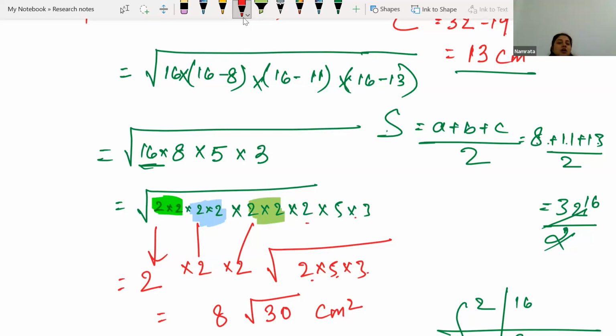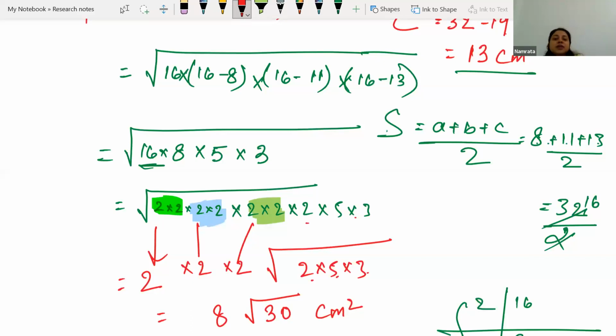When will we be using Heron's formula? When all the sides are given, or when it is simple to just get all the sides, then we can go ahead and use Heron's formula. That will be the easiest. When base and height both are given directly in hand, then please don't use Heron's formula. Just use the older formula, that is 1 by 2 times base times height. Got it? Got it, ma'am.